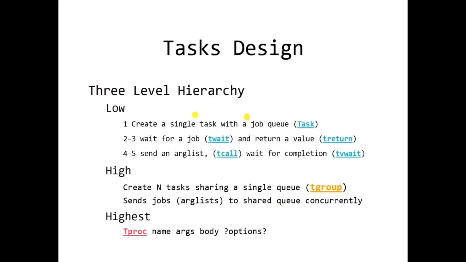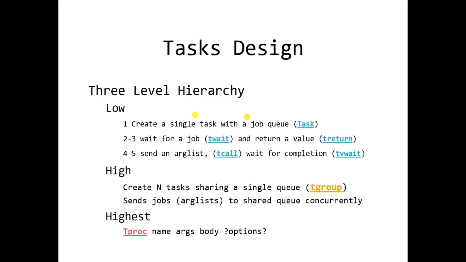Any task or the main thread can call another task using tcall, and it can wait for a result using tvwait. Tcall can be used synchronously or asynchronously.